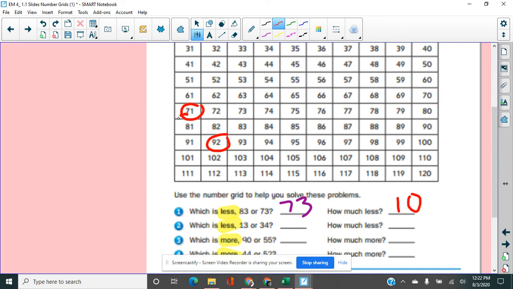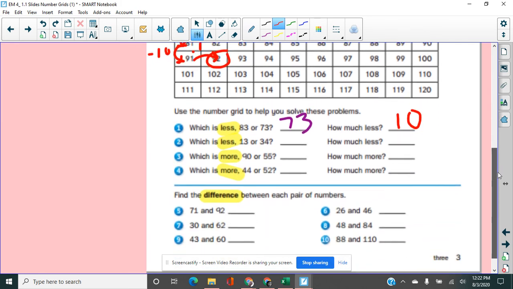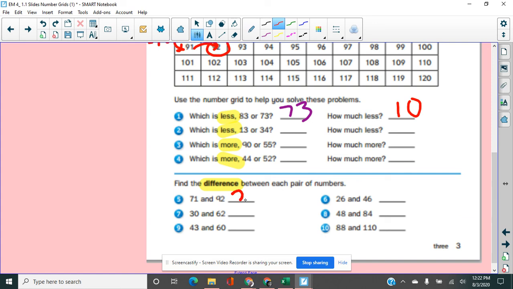Well, if I go from here to here, right, that's 10. So I'm up to 81. And then I go from here to here, that's 10 more. Now I've gone up 20. And if I add one more to that, now I'm at 92. So I've gone up 10 and 10, and then one more, right? 10, 20, 21. So these numbers are 21 away. The difference between them is 21.